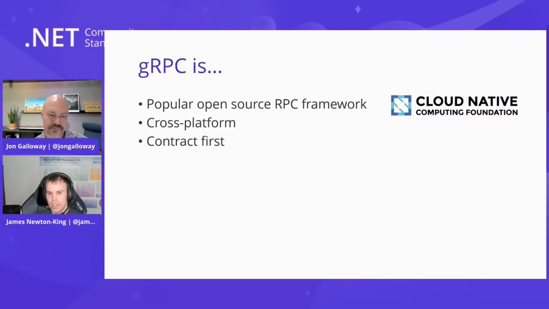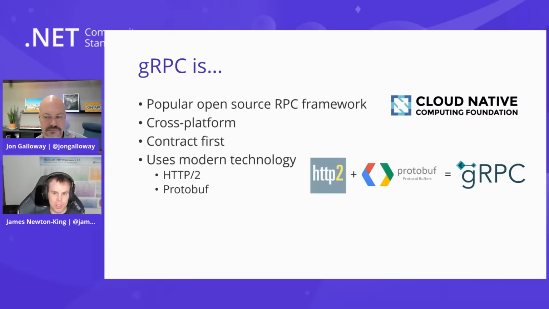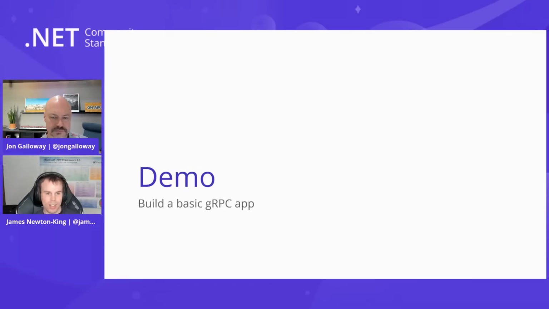gRPC is contract first, so messages and methods are defined in a contract, and that is then used to drive code generation. We'll look at that quite a bit later. gRPC is not new, it was open sourced in 2015, but it's built using modern technologies. For its transport protocol, it uses HTTP/2, and now also HTTP/3 if available, and it uses Protobuf as a serialization technology, and also for the contract definition. Okay, so let's build a basic gRPC app for anyone who hasn't seen it before.